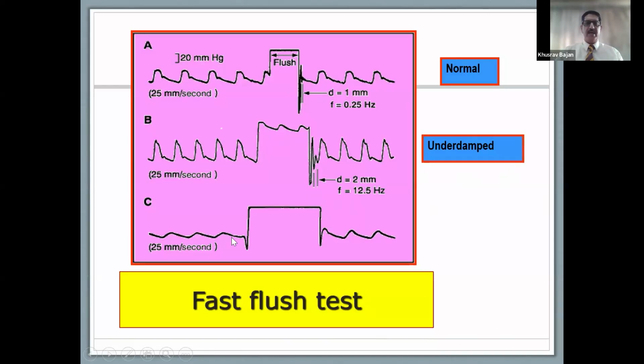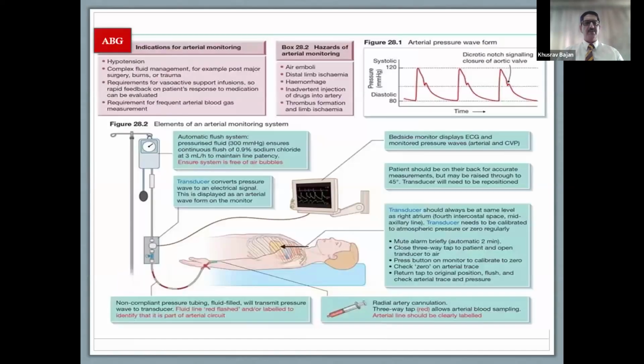Whereas an overdamped trace is a trace in which you will have almost 0 reverberations. So we need to keep doing the flush test whenever we use an arterial line in order to understand whether our tracings are appropriate or not. And this arterial line is not only utilized for measuring the blood pressure, but it can also be used for a load of other tests, which I will come to in a bit, called the dynamic parameters.